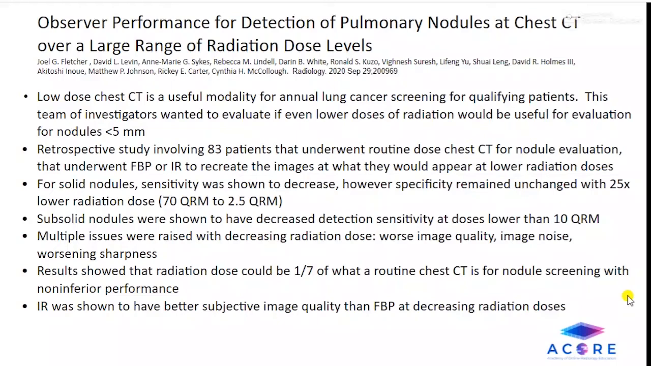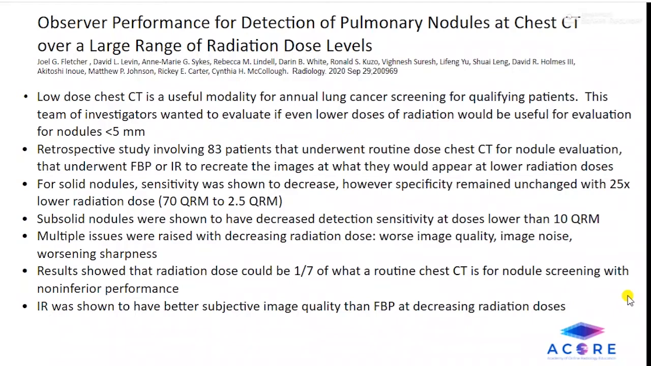The routine scans were acquired via a single X-ray source at 120 kilovolts and an automatic exposure control setting of 70 quality reference milliamperes, a 0.5 second rotation time, and a 128 by 0.6 millimeter detector configuration.